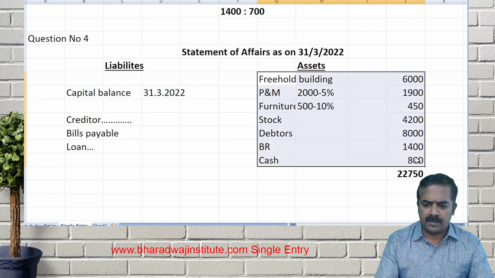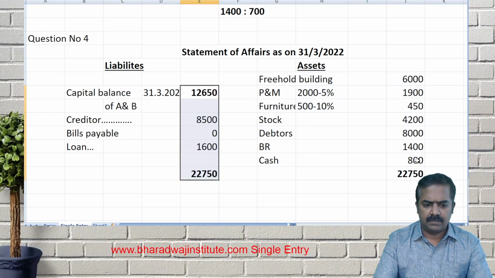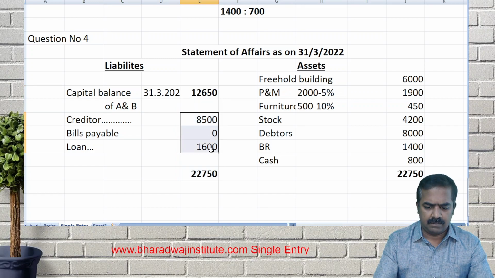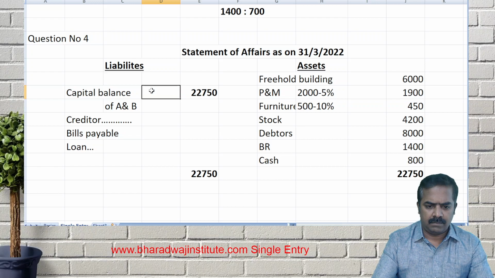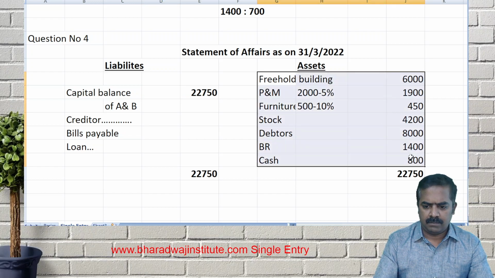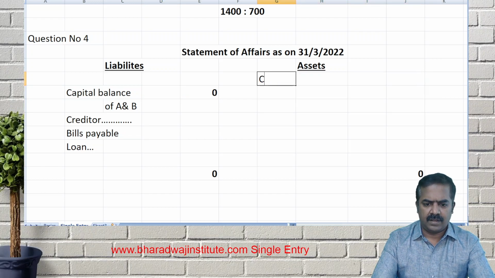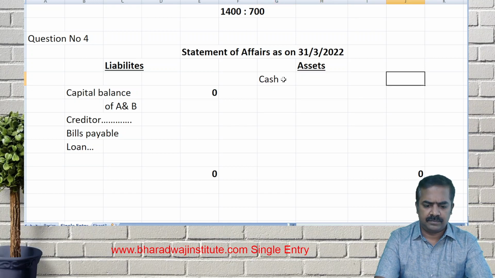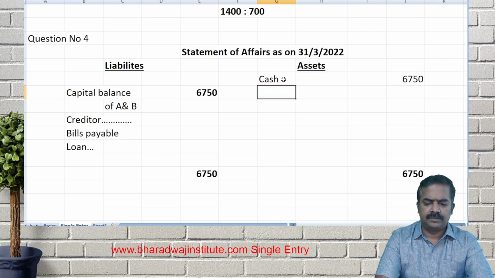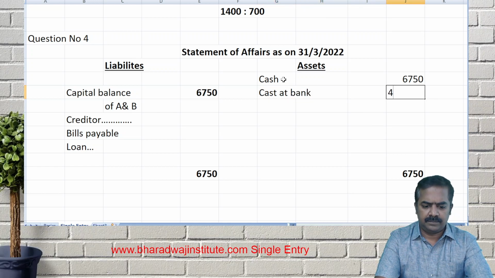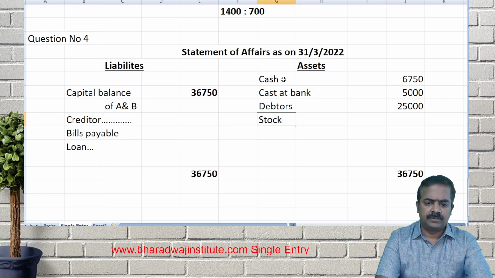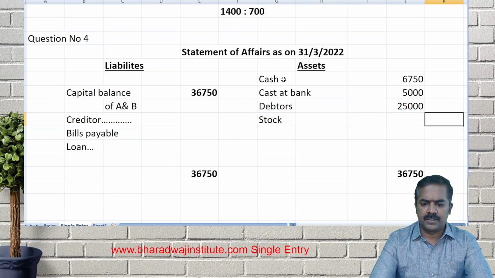Tell me the assets and liabilities on this date. Cash in hand, 6,780. Then cash at bank, 5,000. Then debtors, 25,000. Then stock, 33,000.